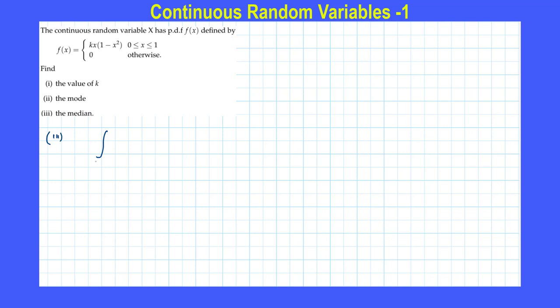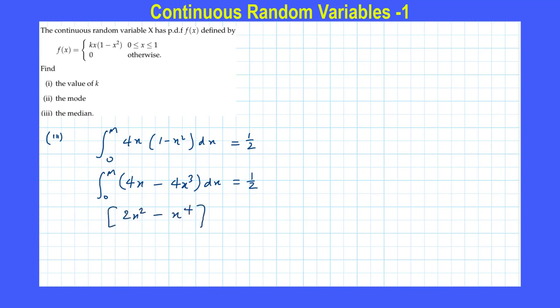To find the median, we're going to integrate between the lower limit, 0, and m, our function, and we know the answer has to be 0.5, or a half. So again, as before, you might find it easiest to expand out your brackets first. Integrate, substitute values for m into it.